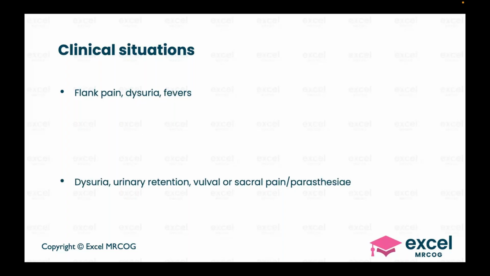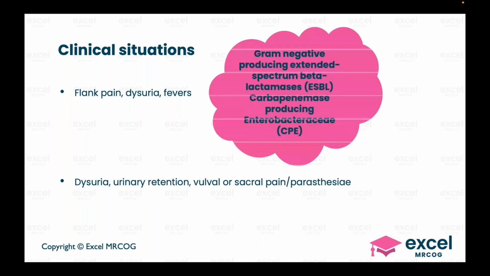E. coli. Yes. Excellent. So you have your gram negative producing extended spectrum beta lactamase and carbapenemase producing enterobacteriaceae. These are called CPE and ESBL. So enterobacteriaceae, which is also gram negative, and your beta lactamase producing gram negative organisms, which would be E. coli, Klebsiella. Okay, so these are the gram negative organisms which can cause dysuria. So you have flank pain, dysuria, fever.